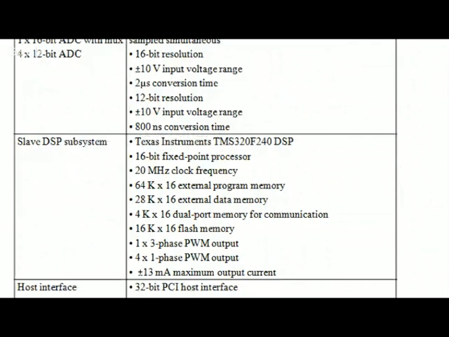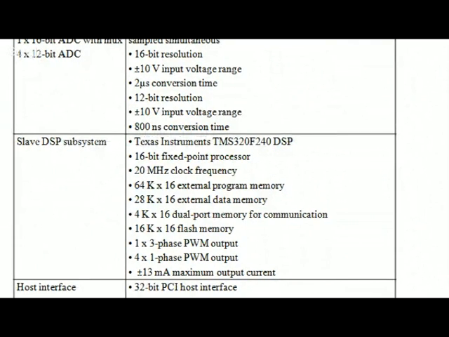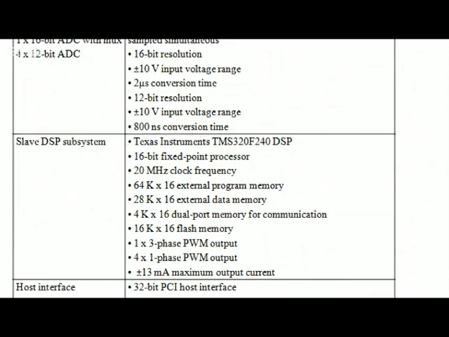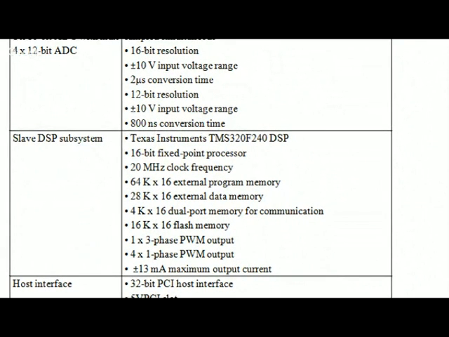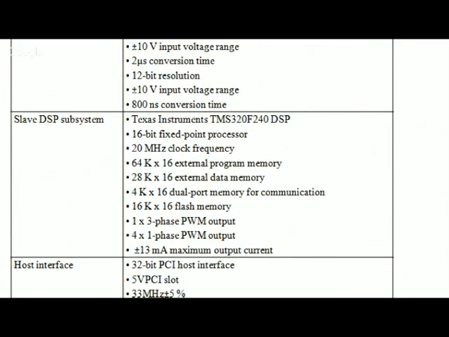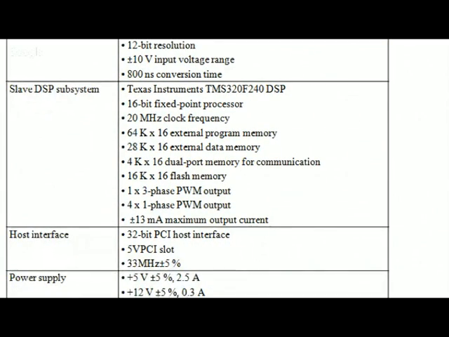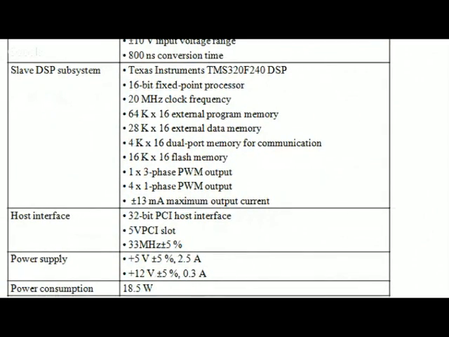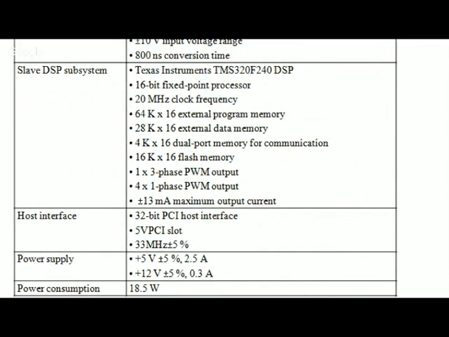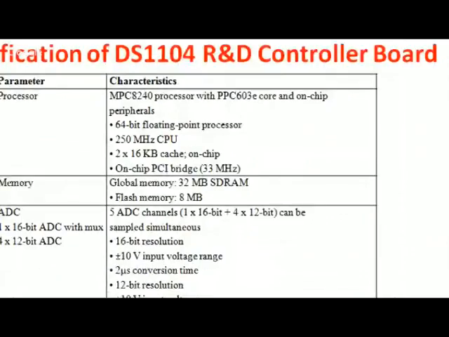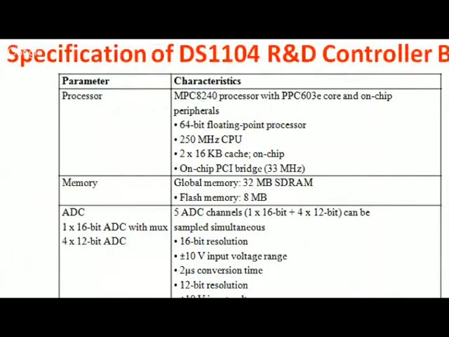You have a slave DSP subsystem there, the Texas Instruments TMS320F240 DSP. So it's a DSP processor, the 1104 model. This is a 16-bit fixed point processor and a 20 megahertz clock frequency is there for that. And these are some of the input output data. Supply is plus 5 volts and plus 12 volts input is required here. For some places it is plus 5 and for some applications 12 volts. So all these inputs are inbuilt, so externally it is not necessary to give input. So this is the data or specification of D space.